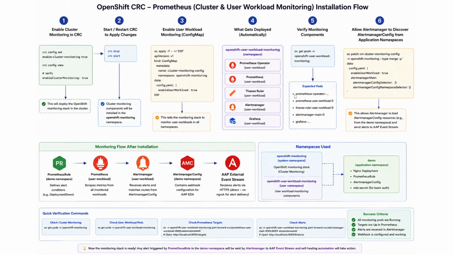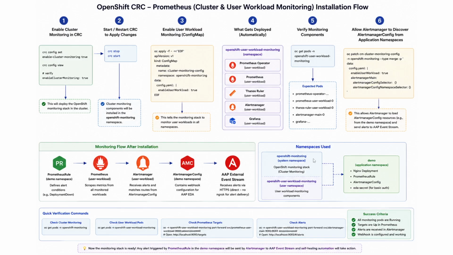I created the custom Prometheus rule in the demo namespace to detect any Nginx deployment that had zero replicas available for more than 1 minute. I also configured the Alertmanager config, with the AAP external event stream webhook URL and basic authentication credentials stored in Kubernetes secrets.